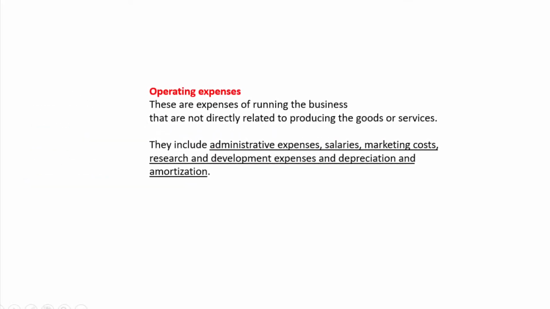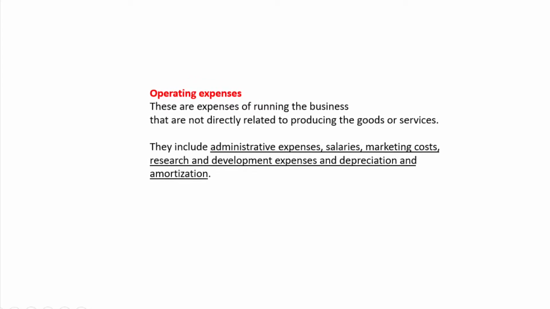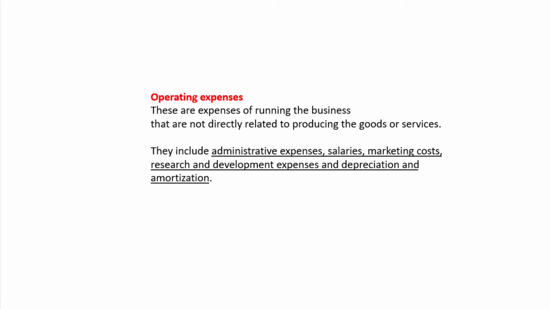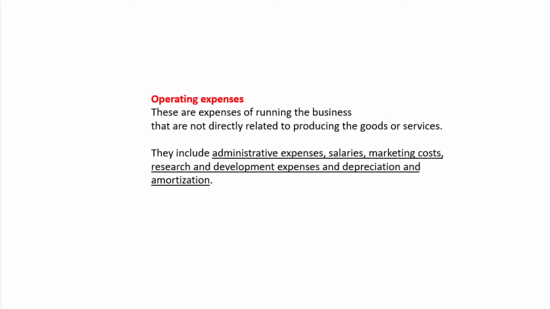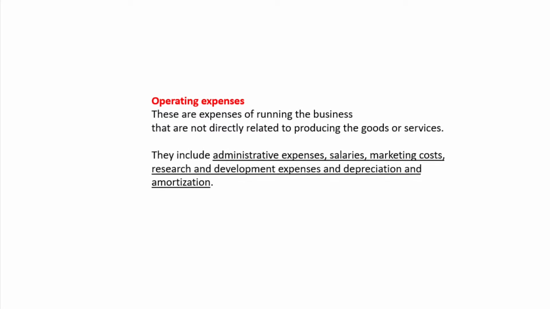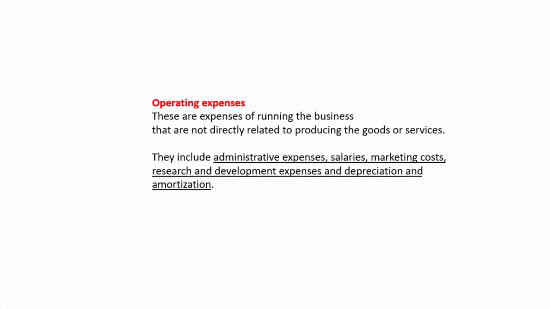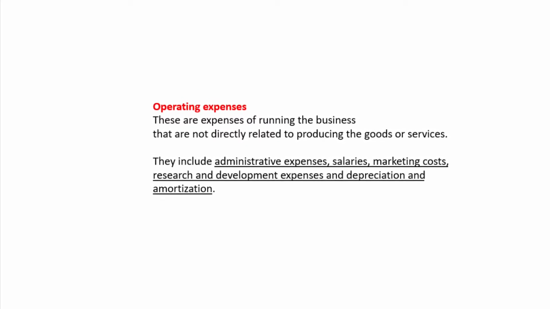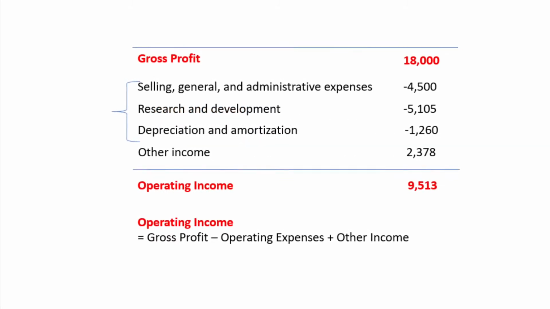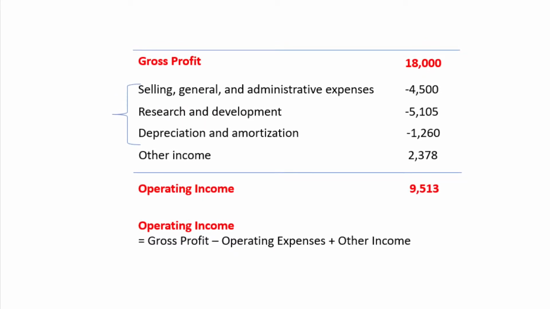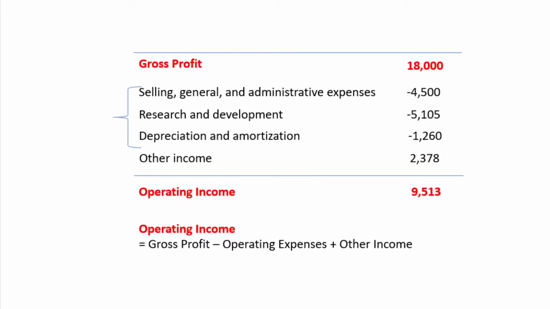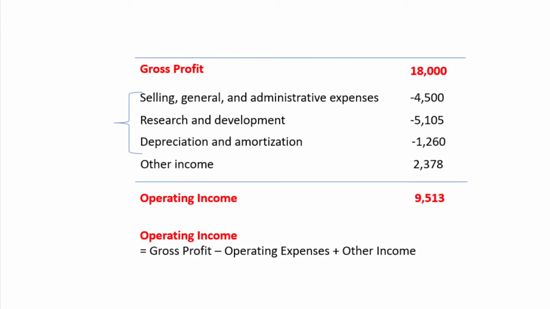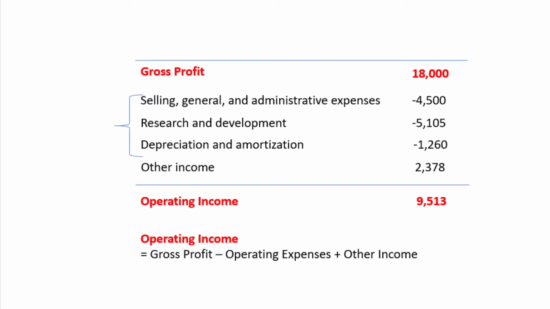In order to calculate operating income, we need to learn operating expenses. These are expenses of running the business that are not directly related to producing the goods or services. They include administrative expenses, salaries, marketing costs, research and development expenses, and depreciation and amortization. We've got gross profit, we have operating expenses, and now we can calculate operating income. Operating income is Company C's gross profit net of operating expenses, adding other income.